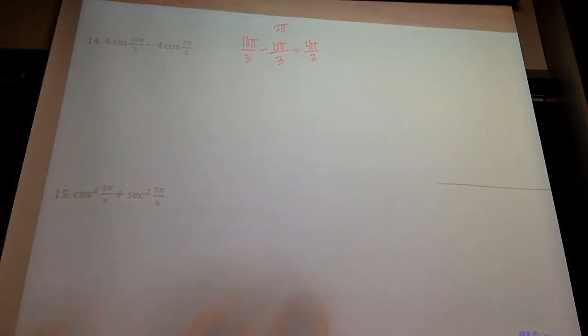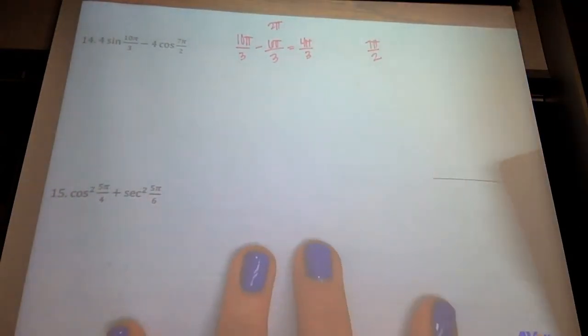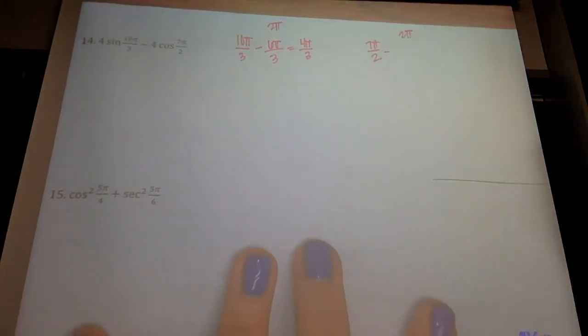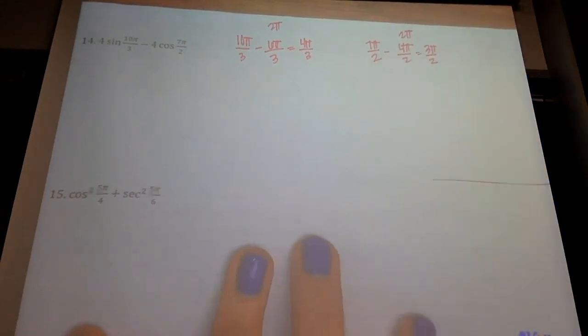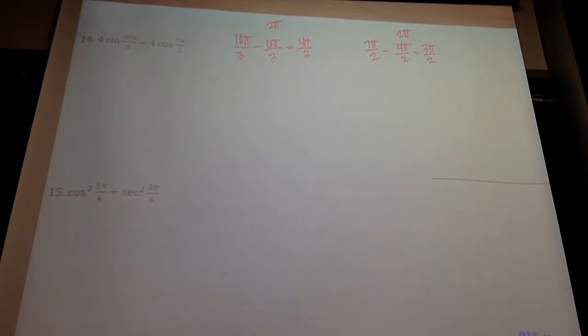And then I'm going to do the same thing for 7 pi over 2. I'm again going to subtract 2 pi. I want to get a common denominator, so 4 pi over 2, and we get 3 pi over 2. Okay, so at this point we have our coterminal angles that are within the 360, so we're going to use those. And then we're going to do the same thing that we did before.